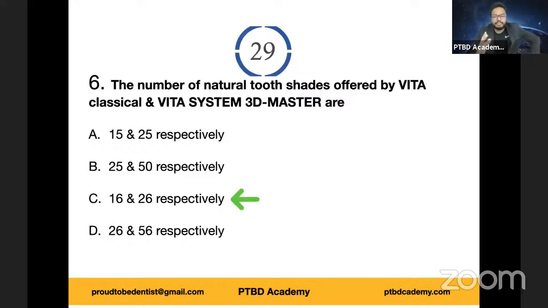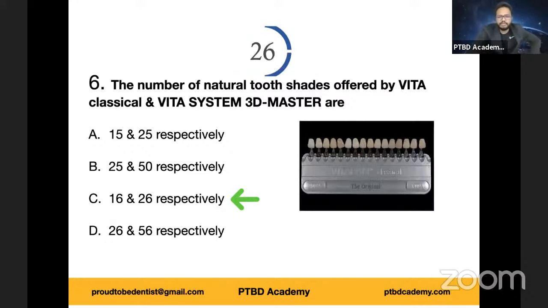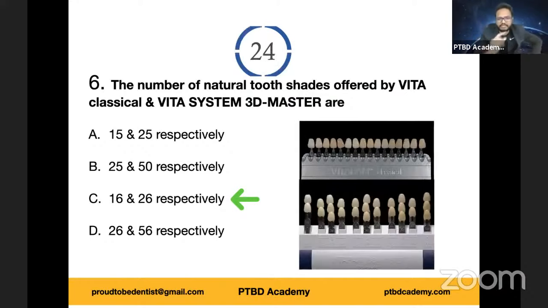16 and 26 natural tooth shades respectively, and you can also find the same in the illustrations here. The top one is Vitapan Classical, and the bottom one is Vita 3D Master. You can count them, you will get 29. 26 along with 3 bleach shades are missing, only 2 are present, I reckon. So 26 natural tooth shades plus 3 bleached shades, a total of 29. Okay.